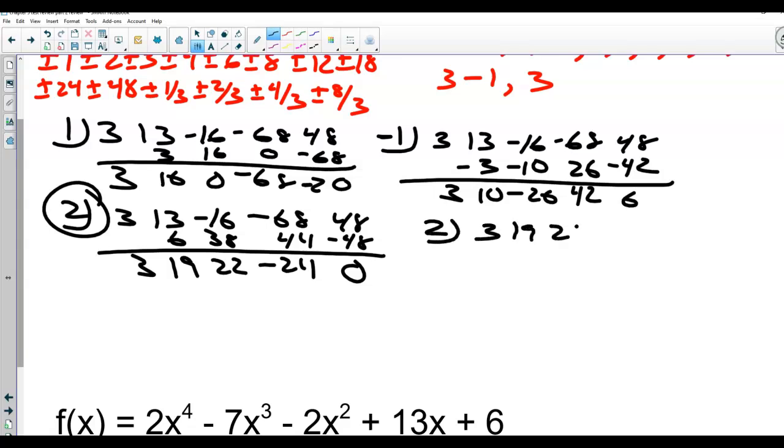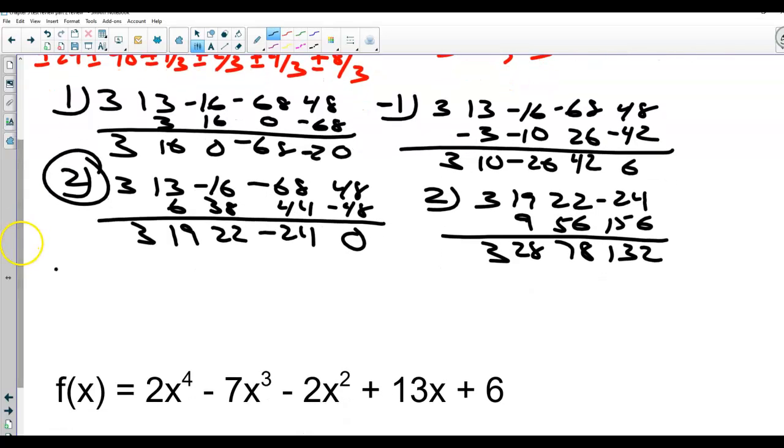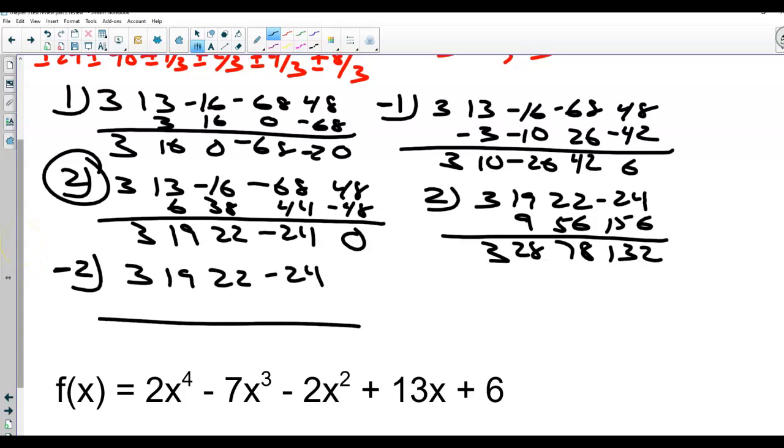3, 19, 22, and negative 24. We drop the 3, 9, we get 28, 56. We can already start to tell this is probably not going to work. 78 times 2 is 156. Minus 24 is 132. No good. Let's try negative 2. 3, 19, 22, and negative 24. Drop the 3, negative 6. We're at 13, negative 26. Negative 4, we're at 8. That's no good.